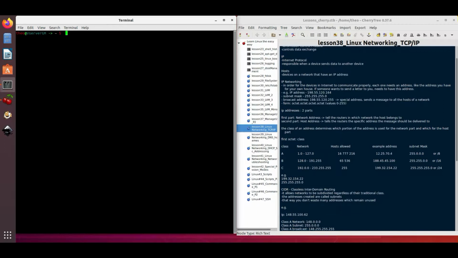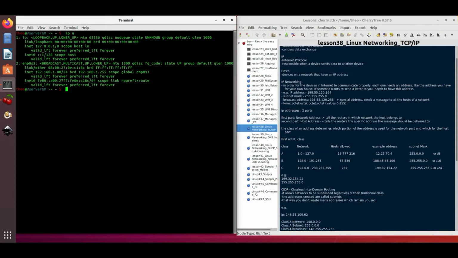198.55.120.164. And if you want a live example, then you can open up your terminal, type ip address, and then here you can see your own IP address. For example, my own private IP address here would be 192.168.1.88.